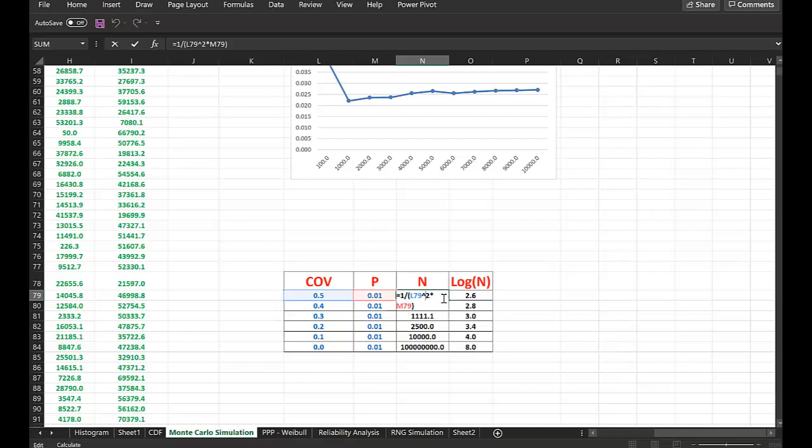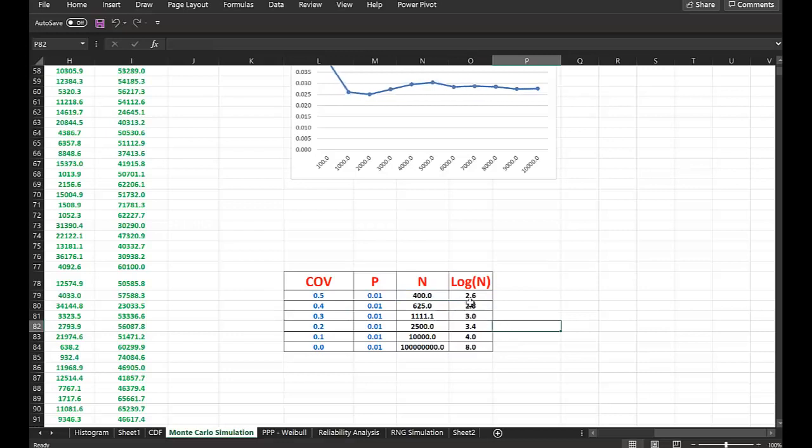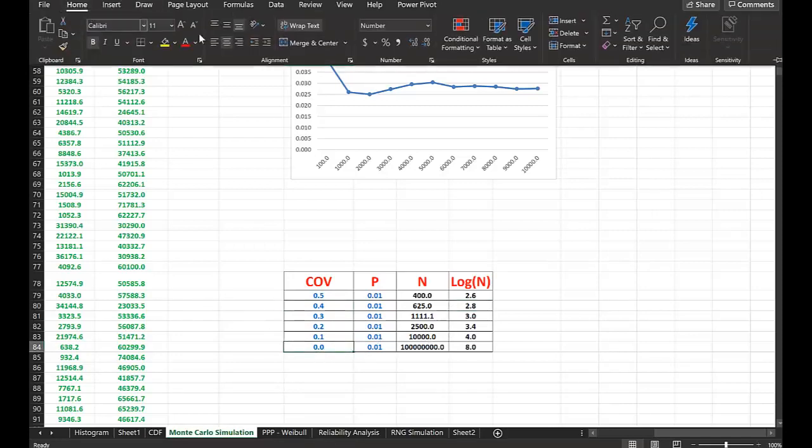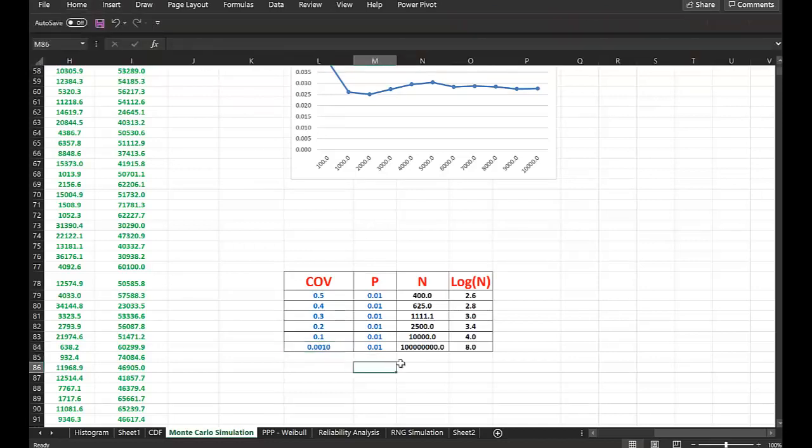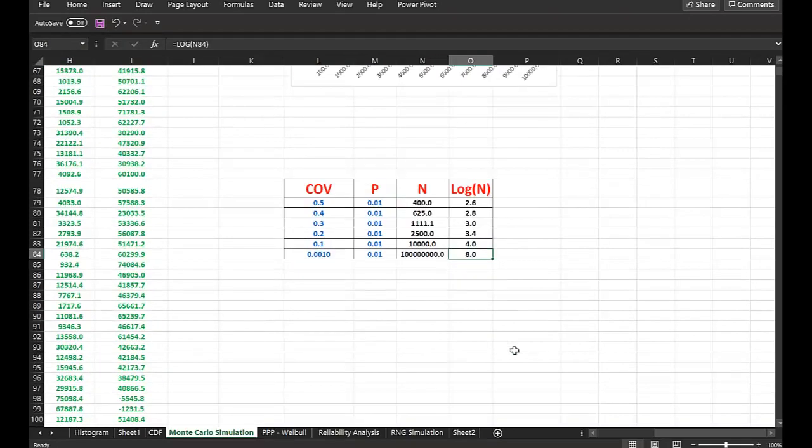So this will give me the number of simulations required using the formula that we discussed earlier. Let's plot on a logarithmic scale, so we can take the log of this number. So log to the base 10 of 400 will give me the logarithm. Similarly for 0.4, I can calculate for a probability of 0.01, and this gives me a logarithmic value. For the value that is not exactly 0, this is 0.001, and for that case on a logarithmic scale we have a value of 8.